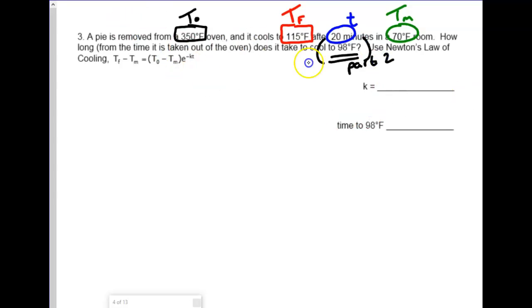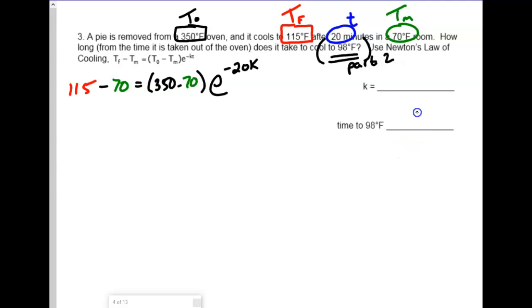All right, so temperature final. In the first part of the problem, the final temperature was 115 degrees, but you're going to subtract the room temperature, which was 70, equals, make sure this part's in a parenthesis set, your initial temperature for the first part of the problem, actually both parts of the problem, is 350, minus the medium again, which is 70. And then it's multiplied by e to the negative kt power. So for us, that would be negative 20k. Why is it negative? Because it's cooling. Yeah, it's negative in the formula, but it's negative in theory because it's cooling.